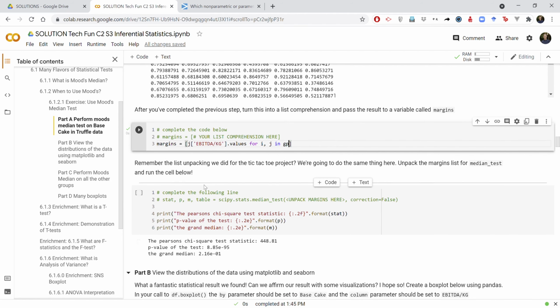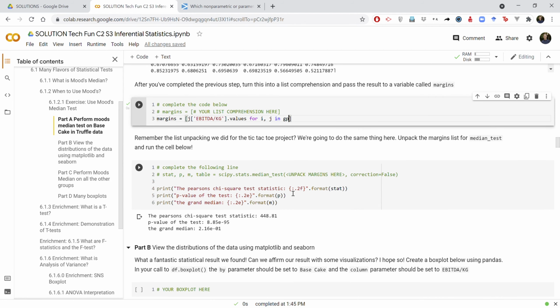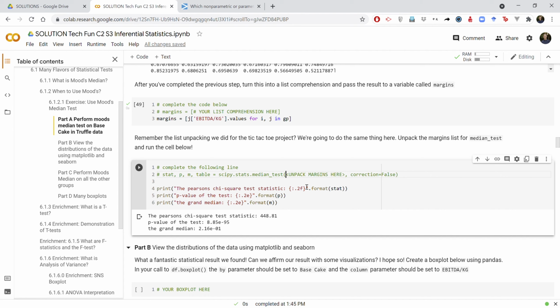Seems to work fine. Remember the list unpacking we did for the tic-tac-toe project? I think I remember that. We talked about that with the visualize tic-tac-toe function. We're going to do the same thing here. Unpack the margins list for median test and run the cell below. So here I think is where I want to unpack margins. So I'll do that here, and I think it was just an asterisk.